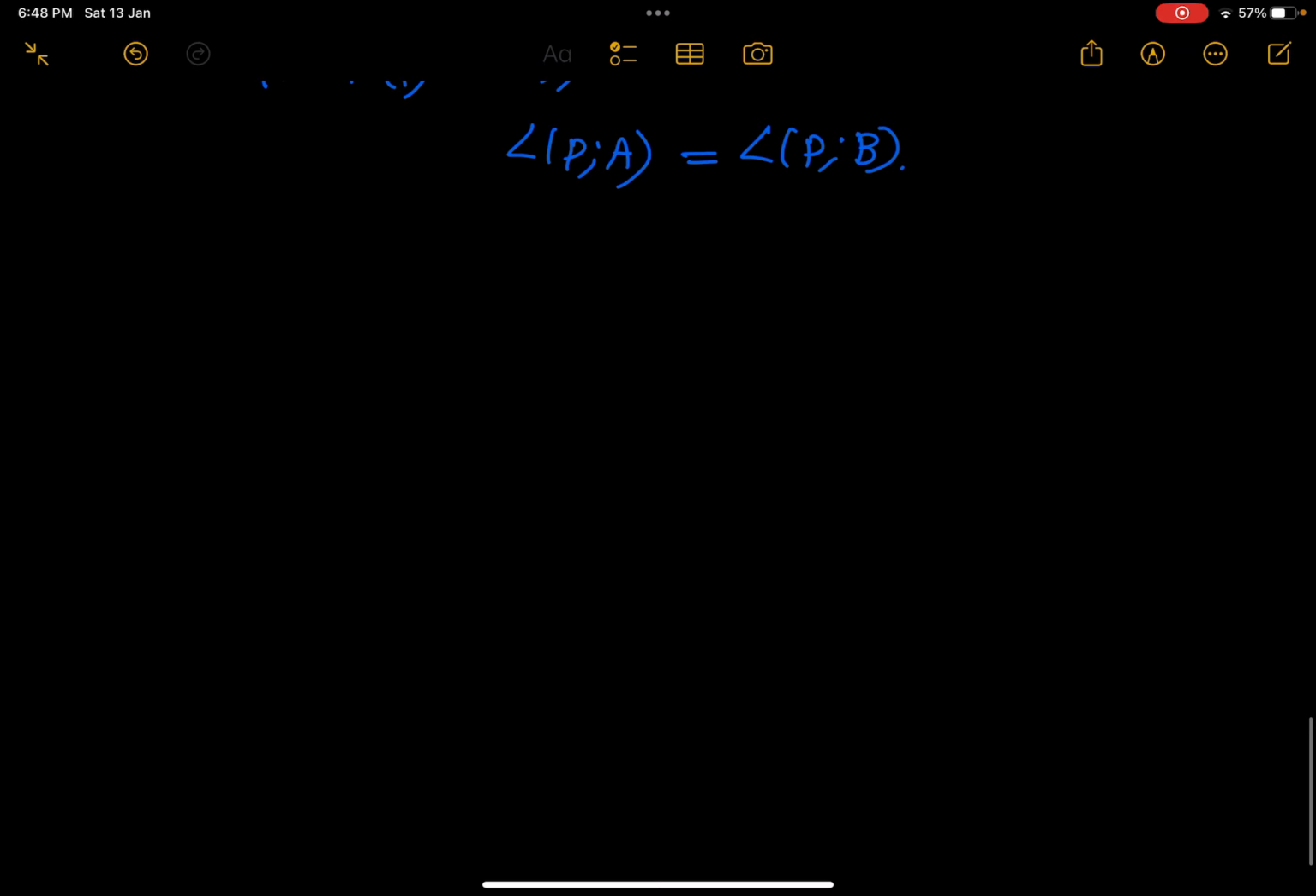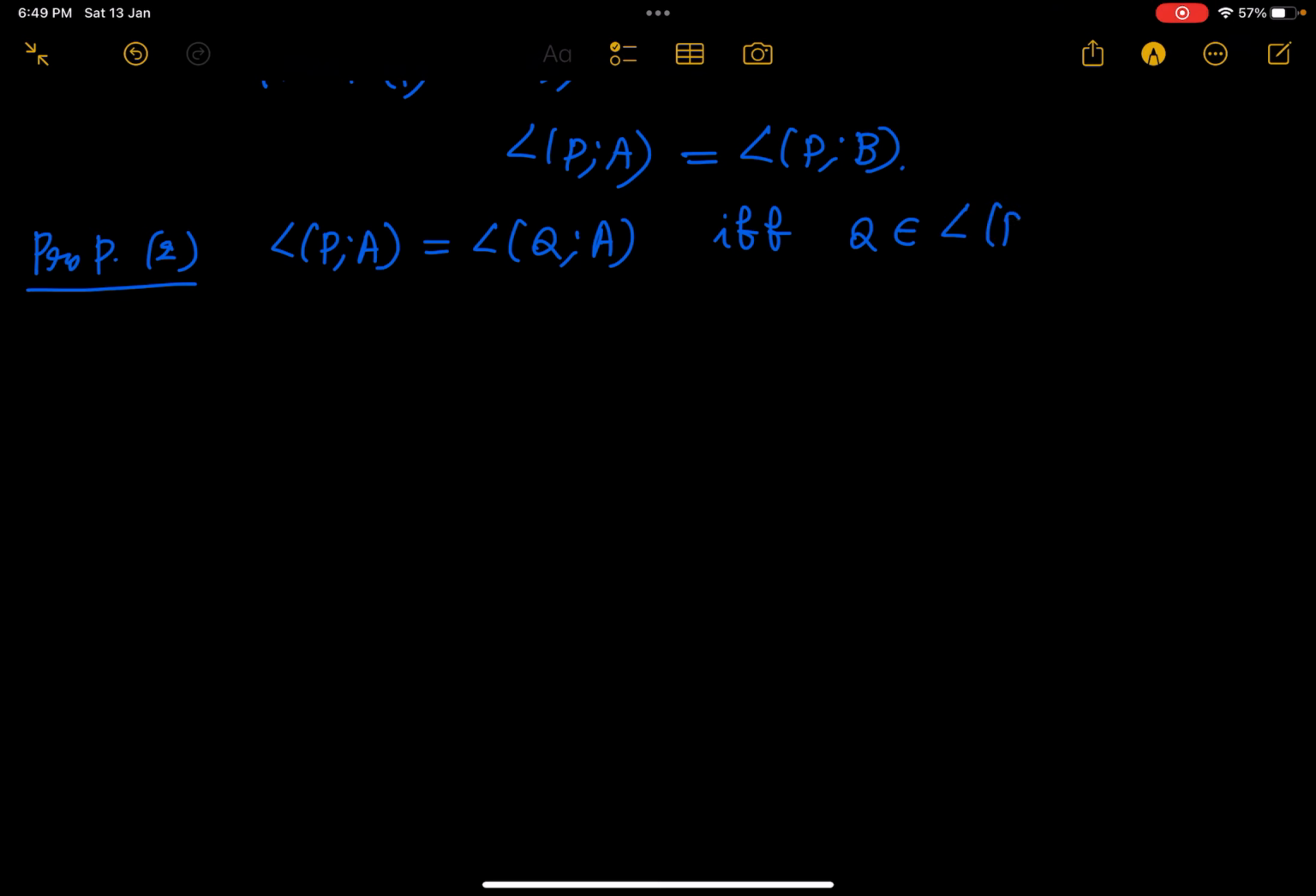Now we will prove the second property, property 2, which says that L of P comma A equals L of Q comma A. Basically you are given two points, P and Q. L of P comma A is the line through P in the direction of A, and this is the line through Q in the direction of A. Capital A is non-zero. They will be equal if and only if Q is on this line.